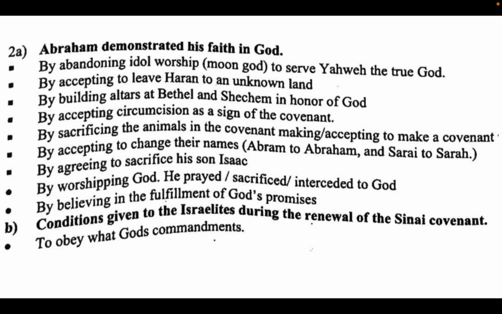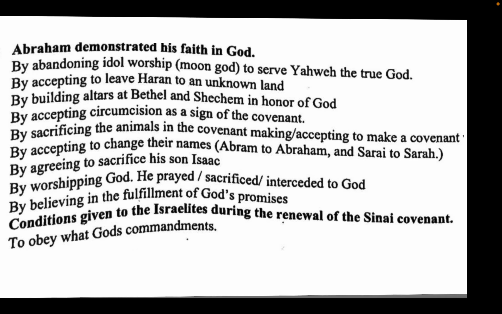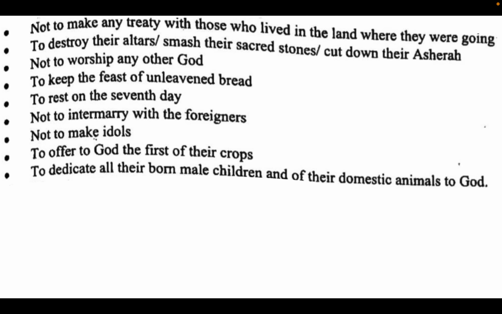2b. Conditions given to the Israelites during the renewal of the Sinai covenant: to obey what God commanded, not to make treaties with those who lived in the land they were going, to destroy the altars of the Asherah, not to worship any other god, to keep the feast of unleavened bread, to rest on the seventh day, to rest on the Sabbath day, not to intermarry with foreigners, not to make idols, to offer to God the first of their crops, to dedicate all their firstborn male children and of their domestic animals to God.